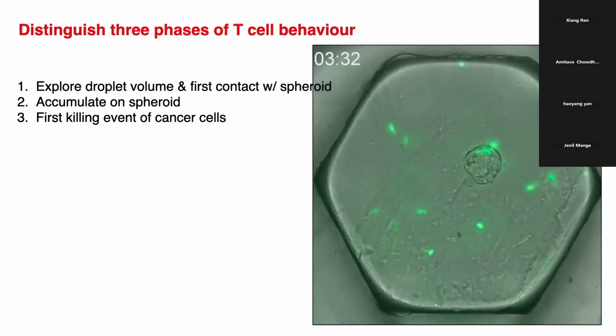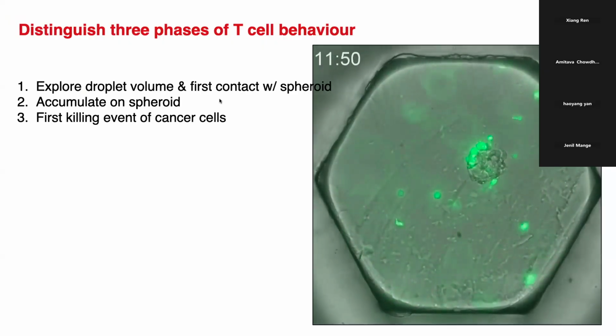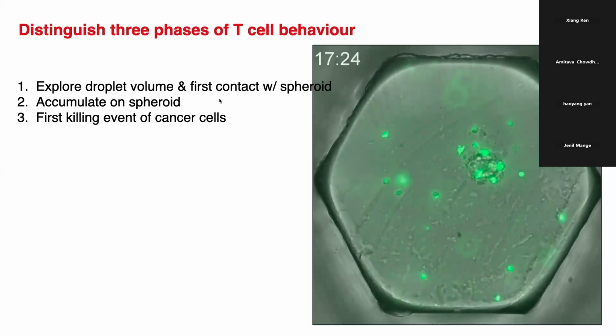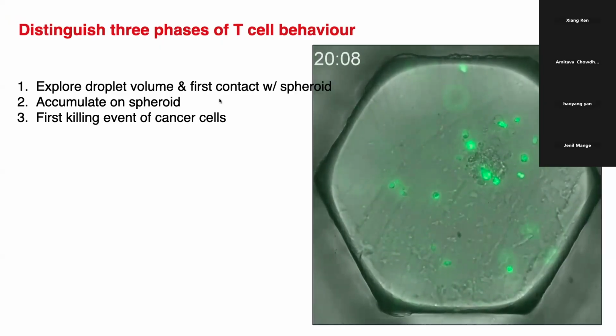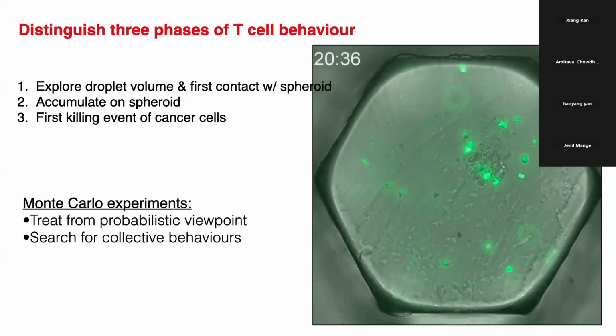And so we can identify from movies like this the first phase, which is where the cells are exploring the space, the second phase where they accumulate on the spheroid, and the killing. And we can then measure quantitatively each one of these events happening at the individual cell level. But since this is one droplet out of many, a way to think about this is a little bit like a Monte Carlo experiment. It's not a Monte Carlo simulation, it's a Monte Carlo experiment. So we have many times the same experiment with slightly different initial conditions, slightly different number of cells, and we can then build a probabilistic theory to actually describe what is happening.